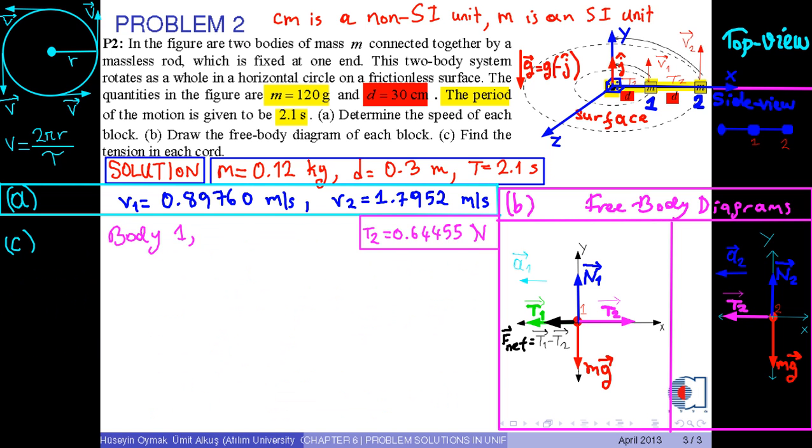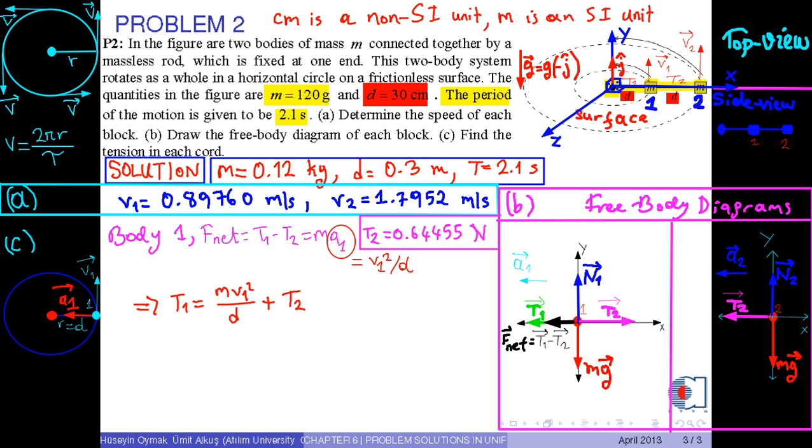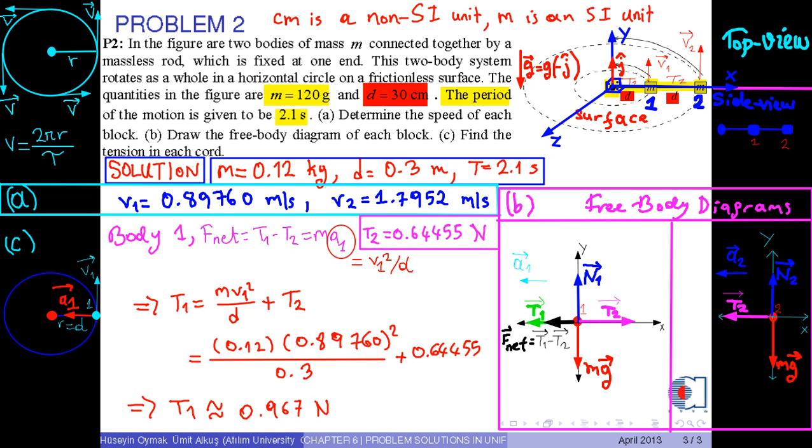For body 1, the net force is T1 minus T2, which is equal to m times a1 by Newton's second law. Here, a1 equals v1 squared over d. Then we have m times v1 squared over d. Then we obtain a formula for T1 as m times v1 squared over d plus T2. With the numerical figures, 0.12 kilograms times 0.89760 squared over 0.3 meters plus 0.64455 newtons. As a result, we obtain approximately 0.967 newtons.